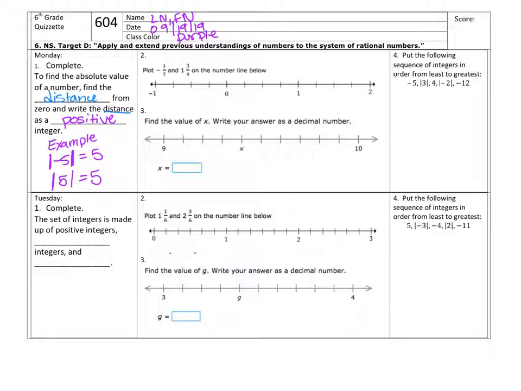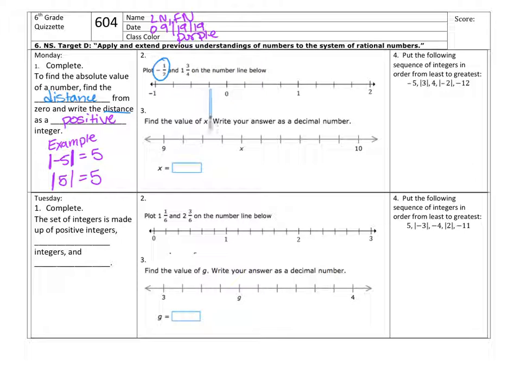Number 2, it says plot -1/2 and 1 3/4 on the number line. So first, we're going to plot -1/2. If you look at our number line, it's actually already divided up for us into fourths or quarters. So if you look here, I'm at 0. There are 4 steps before I get to a whole number of 1. And the same way on the negative side, there are 4 steps before I get to -1.